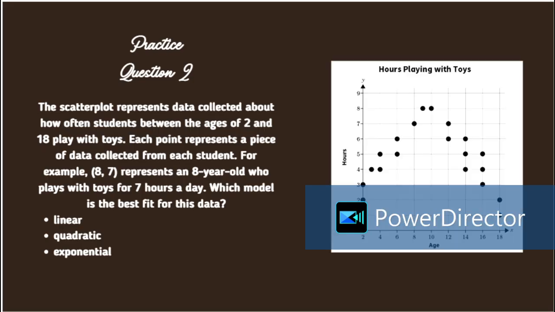Okay. Practice question 2. The scatter plot represents data collected about how often students between the ages of 2 and 18 play with toys. Each point represents a piece of data collected from each student. For example, 8-7 represents an 8-year-old who plays with toys for 7 hours a day. Which model is the best fit for this data?